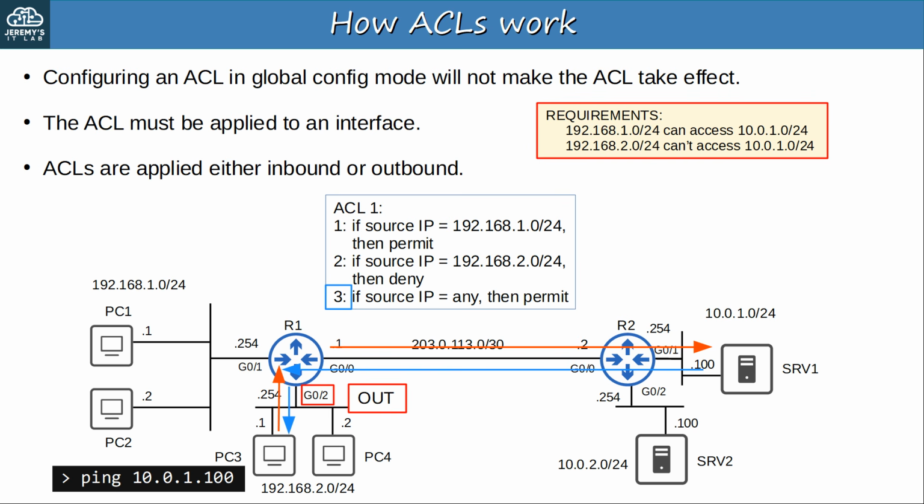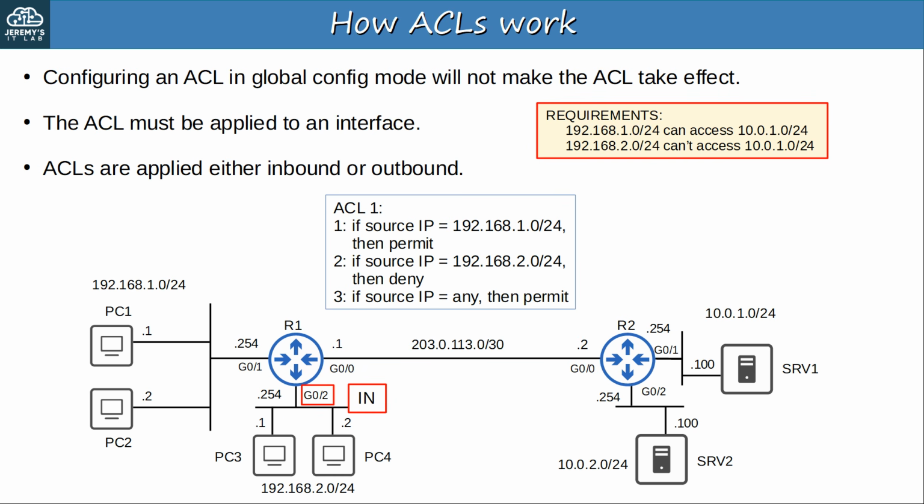PC3 was able to access server 1, even though hosts in 192.168.2.0/24 shouldn't be able to. Clearly, we didn't apply this ACL correctly. What if we applied the ACL inbound on G02? That means R1 will check the ACL for all traffic entering G02. So if PC3 tries to ping server 1, R1 will check the ACL. Once again, it will check the entries in order, from top to bottom.